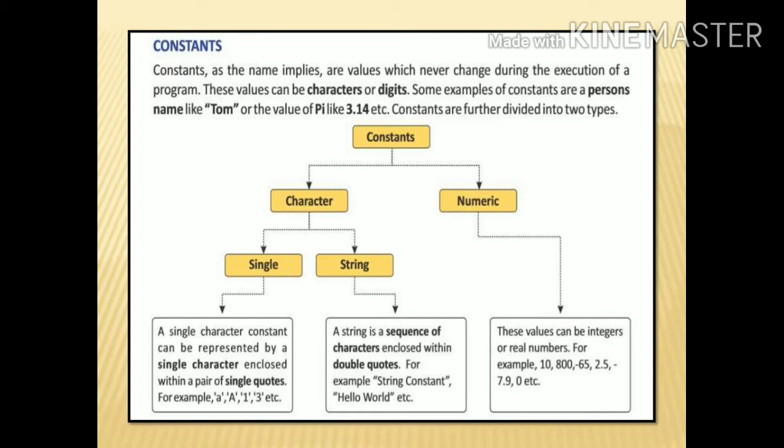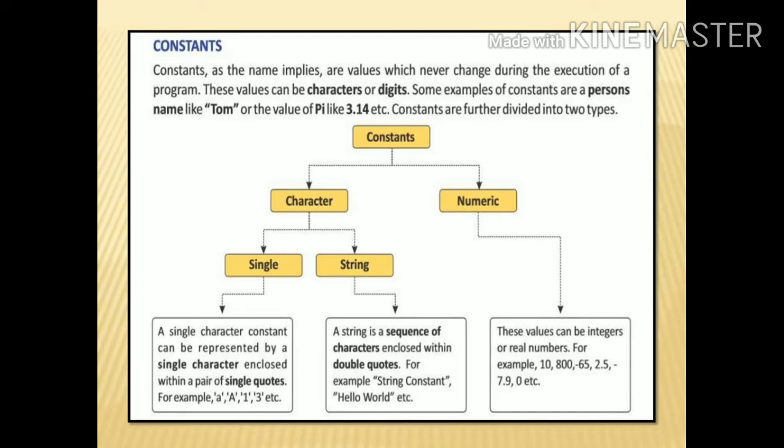Children, a single character constant is written within single quotes. A string is a sequence of characters, that is also one word. Many characters make one string. Next we have numeric constants, whose values can be integer or real numbers. Next we have keywords. Keywords are the words whose meaning is already identified by the compiler, so they cannot be used as variable names or function names.